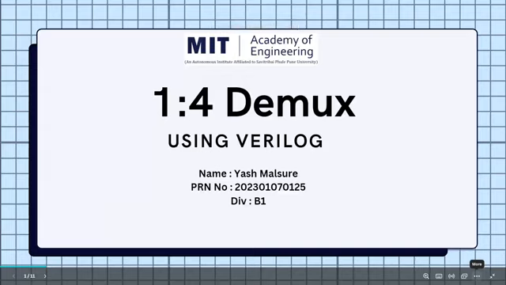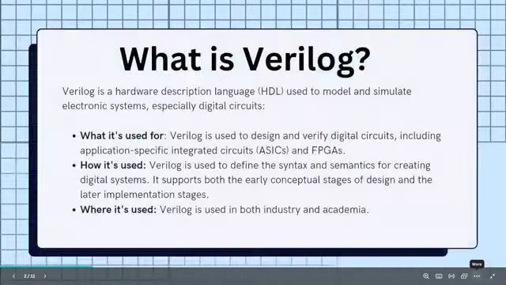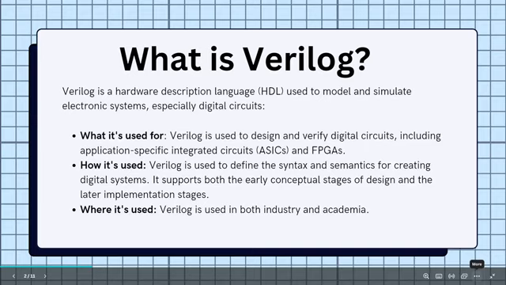Hello there. Today we will learn about 1 is to 4 demux using Verilog. So, what is Verilog? As we have learned, VHDL also is a hardware description language. Similarly, Verilog is also a hardware description language used to model and simulate electronic systems. What is it used for? It is used to design and verify digital circuits, including application specific integrated circuits and FPGA.